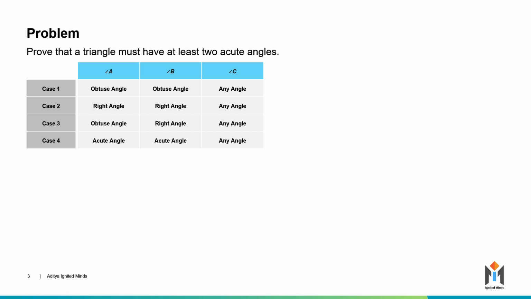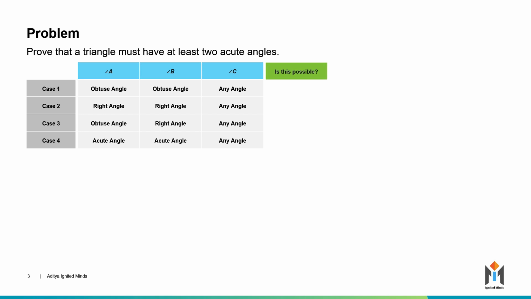Case one: two angles of a triangle are obtuse angles, and the third angle could be any angle, obtuse, right or acute. Similarly, case two: two angles of a triangle are right angles, and the third angle could be any other angle. The third case: one obtuse angle, one right angle, and the third angle could be any other angle. Similarly, case four: two acute angles, and the third angle could be anything. Let us take each case and see whether they are really possible or not.